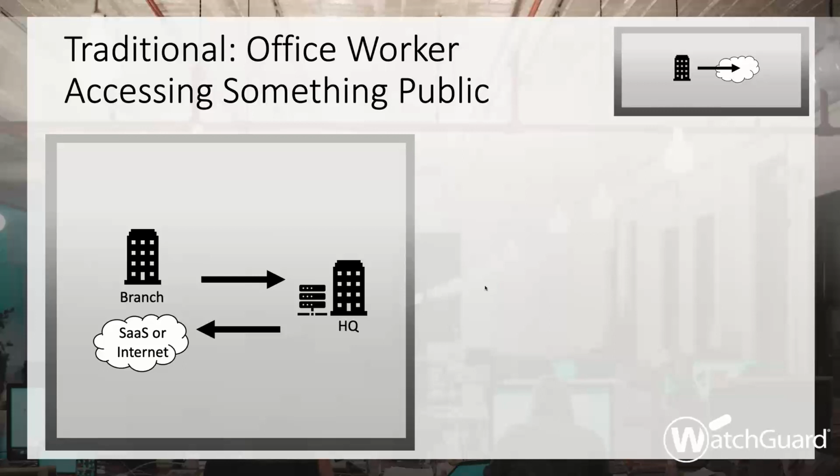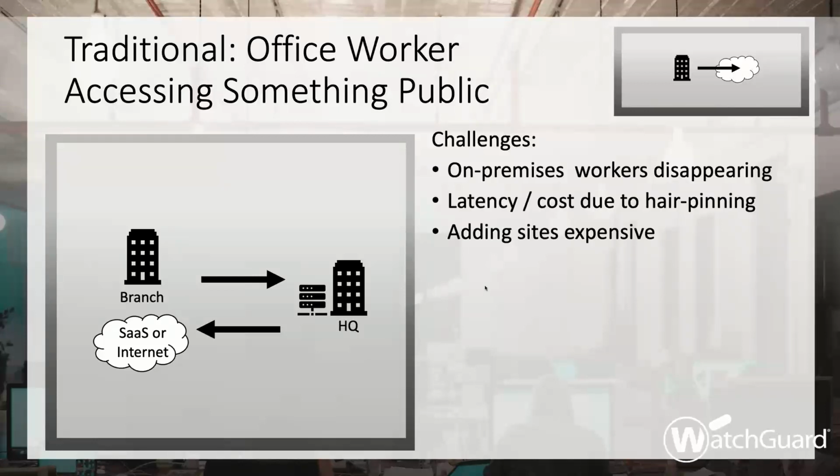So what are some of the challenges here? In this case, I'm talking about a worker in the office accessing the network. In the previous scenario, we talked about applications disappearing, applications moving to the cloud. In this scenario, on-premise workers have disappeared. They're working at home. This idea that I'm going to prioritize this on-premises user accessing the network is diminishing.